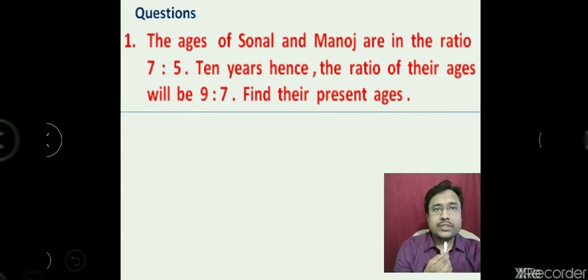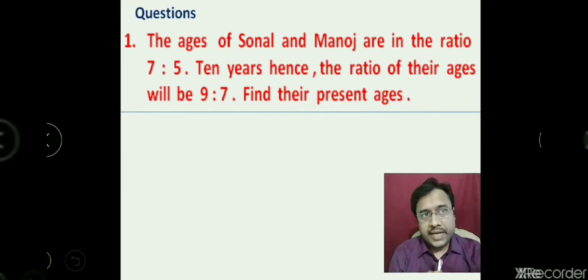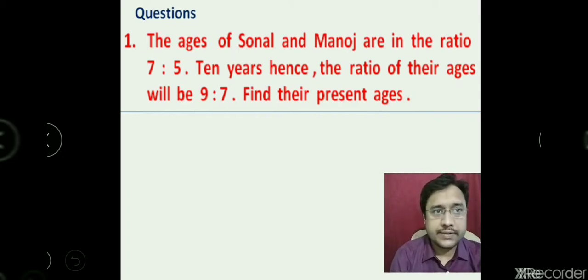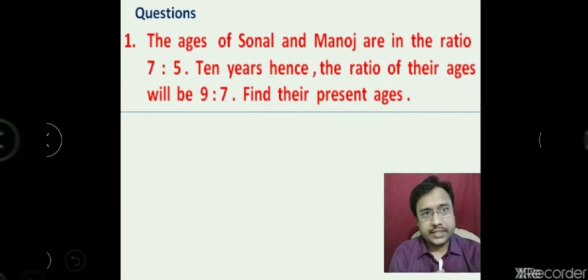Here we have one question. Here you can see the ages of Sonal and Manoj are in the ratio 7:5. 10 years hence, the ratio of their ages will be 9:7. Then find their present ages. So after 10 years, the ratio of their ages is changing.